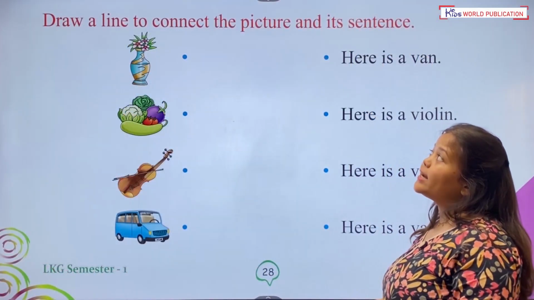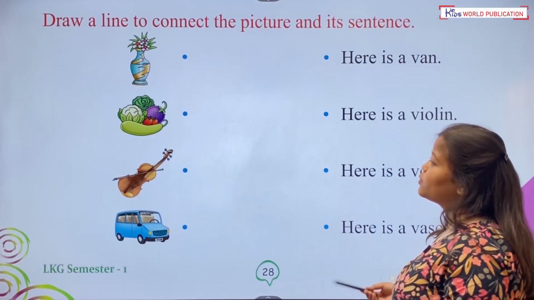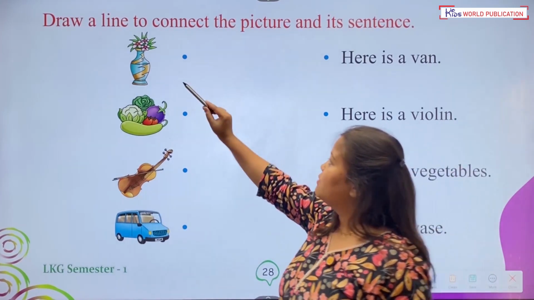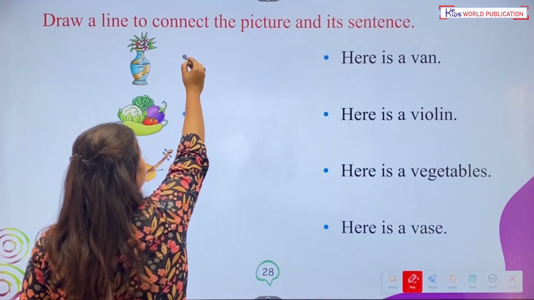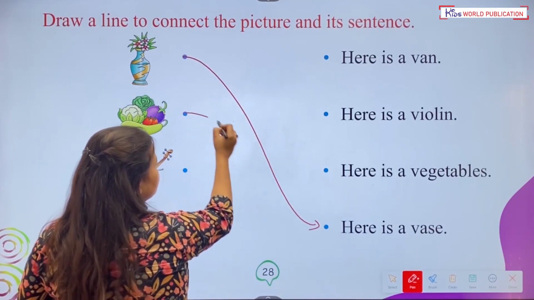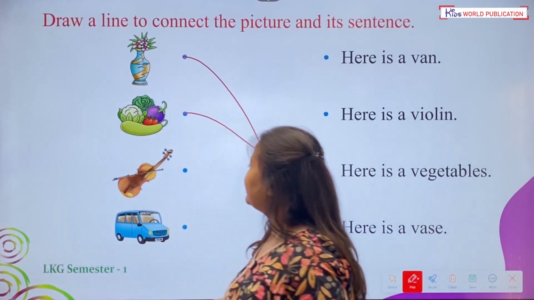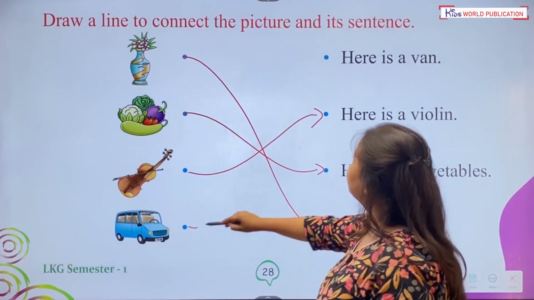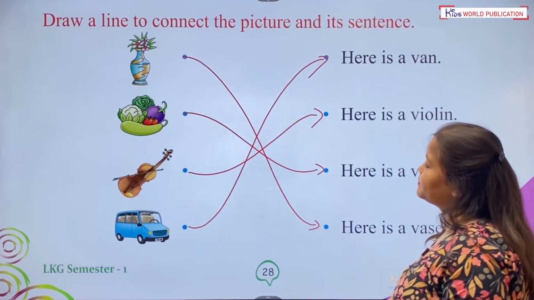Draw a line to connect the picture and its sentence. So kids, let's connect the picture to its relatable sentence. Vase. Here is a vase. Vegetables. Here is a vegetables. Violin. Here is a violin. Van. Here is a van.